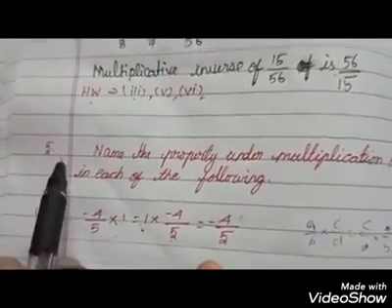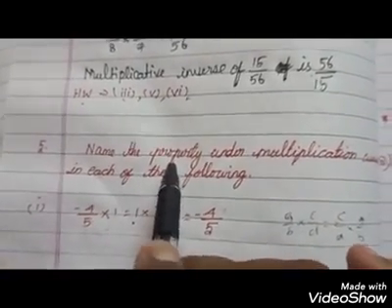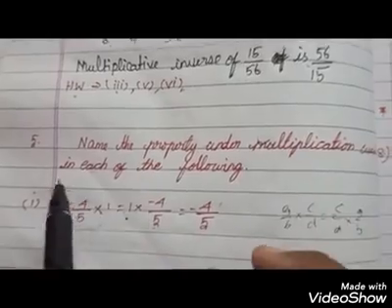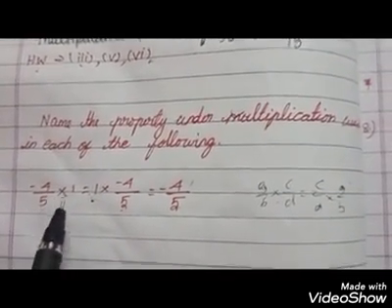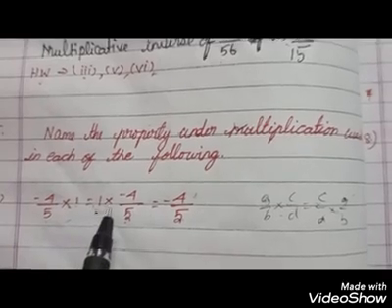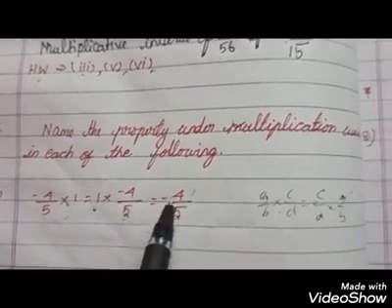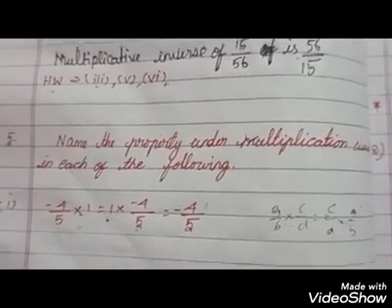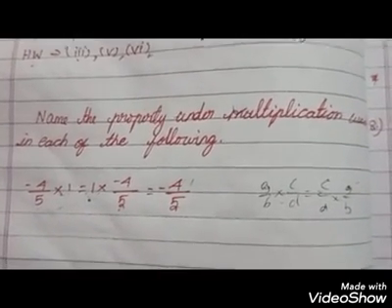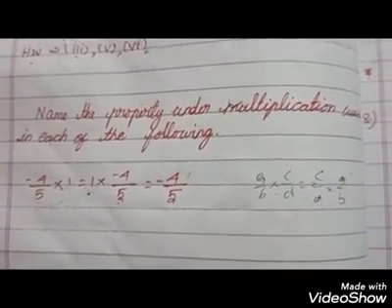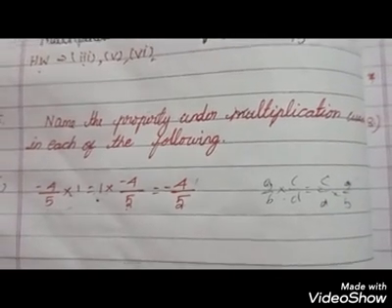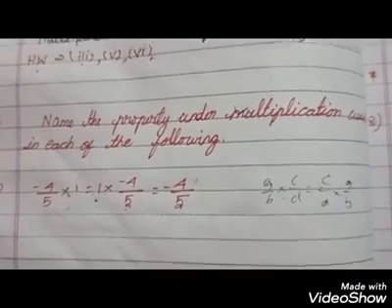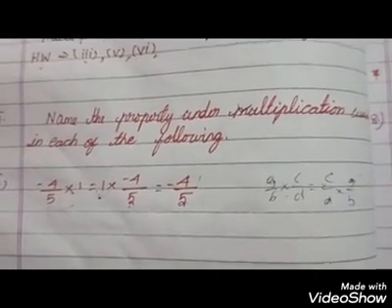Now we see Roman letter 5. Name the property under multiplication used in each of the following. So here you see minus 4 by 5 into 1. 1 into minus 4 by 5, you get minus 4 by 5. So just you have to recall it. A number can be multiplied with another number and you get the same answer, we say that it should be the multiplicative identity in your product.